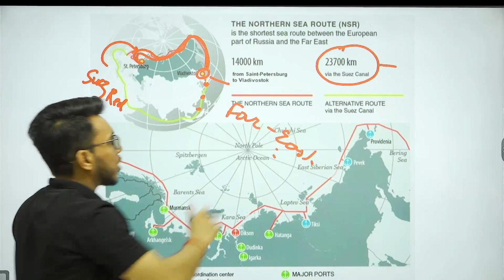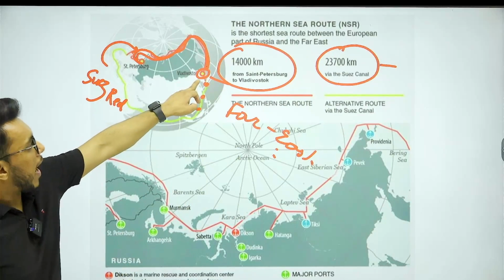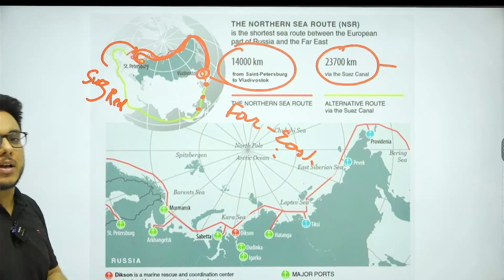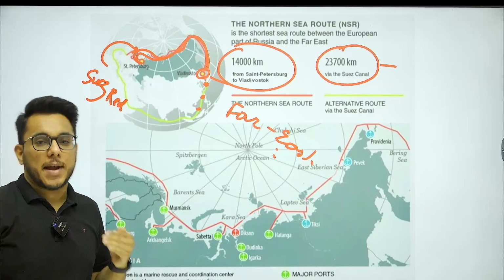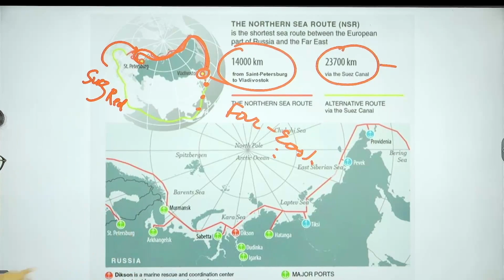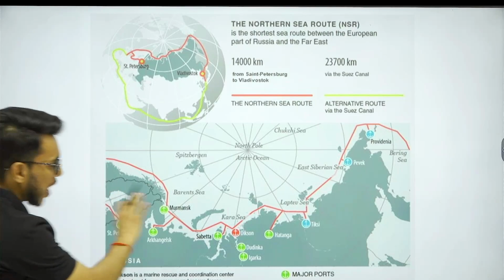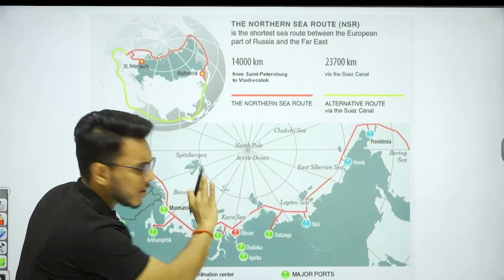Now, this particular route will be around 14,000 kilometers from Vladivostok to St. Petersburg, and it is emerging as an alternative route for Asia-Russia shipments. Now, there are some important water bodies that we also have, and you need to understand their location from west to east or east to west.